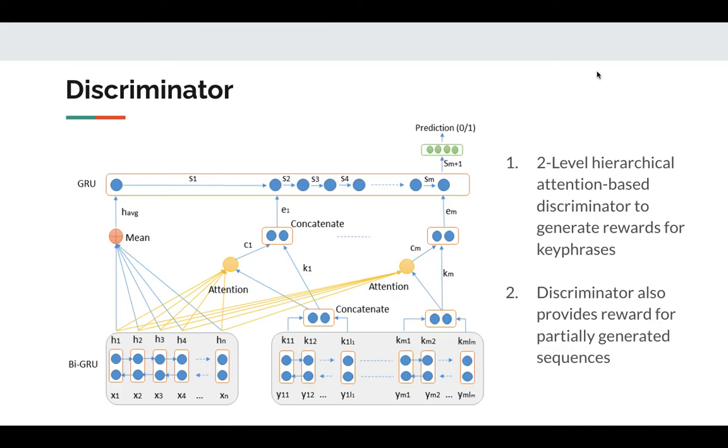The context vectors for all key phrases are passed into a second bidirectional GRU, and the reward for a particular key phrase is a sigmoidal output of the bidirectional GRU at the other end. This enables us to provide rewards for partially decoded sequences.